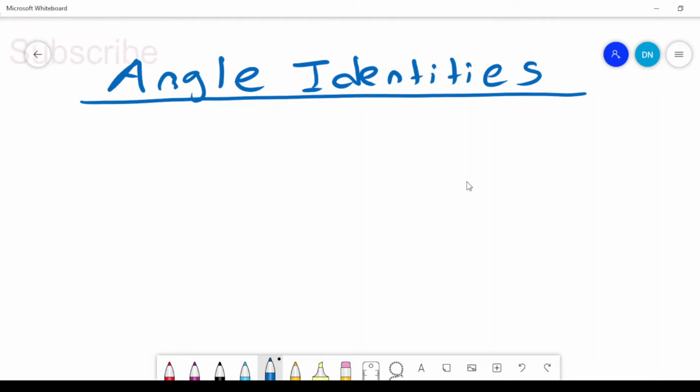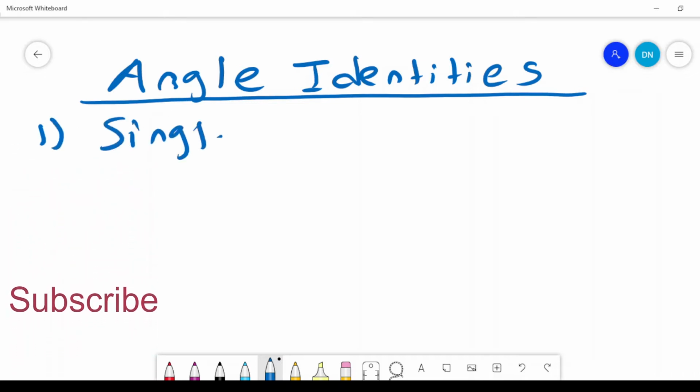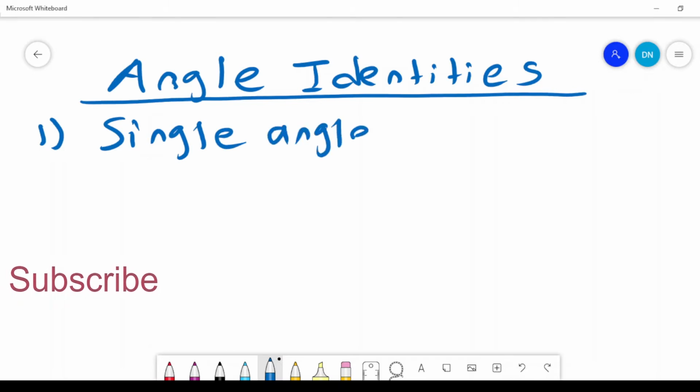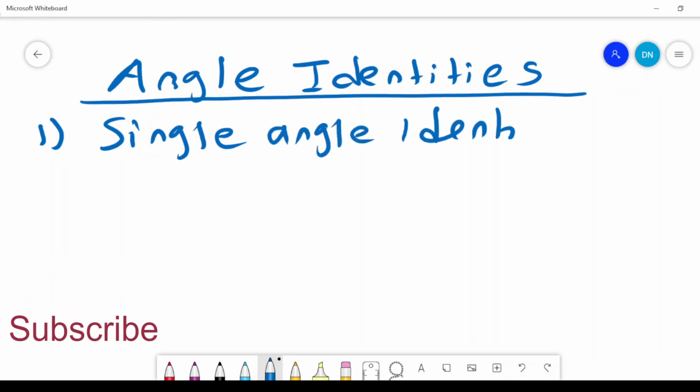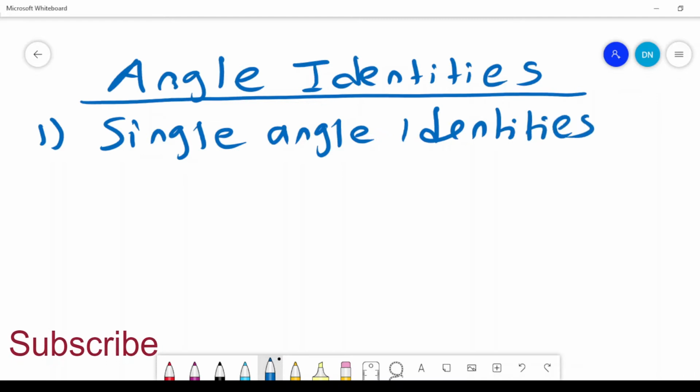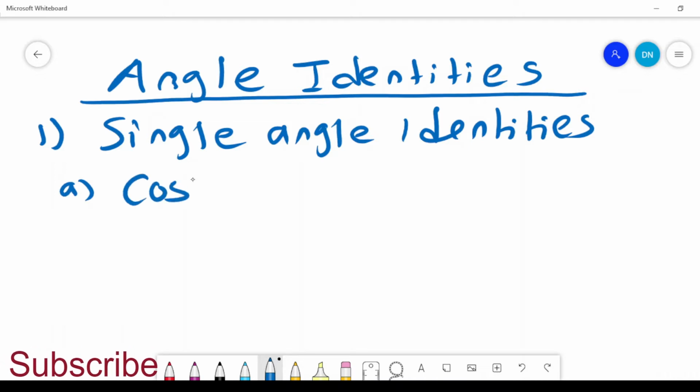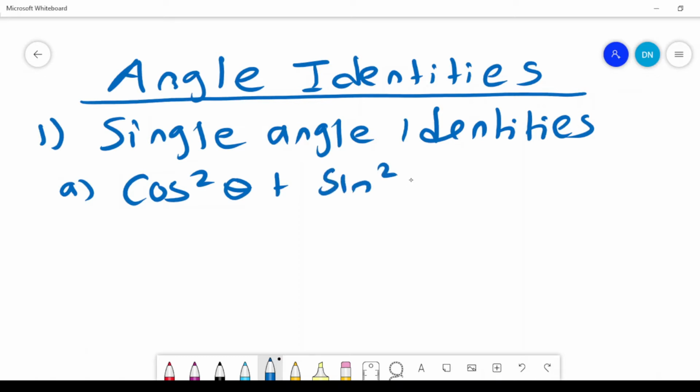Identities is what we want to look at. And one of the simplest is what we call the single angle identities. We have an example whereby one of the most common angle identities is cos squared theta plus sine squared theta is equal to 1. And from that, we can derive other identities from that common angle.